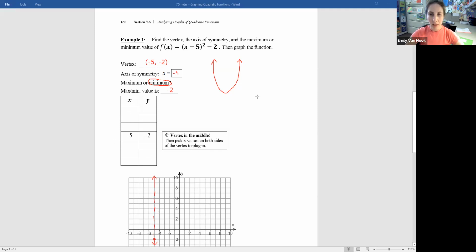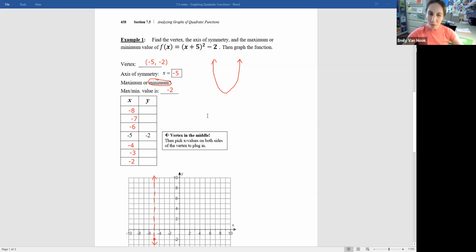Having that axis of symmetry will help with plotting our points. Notice the table here. We can start filling in some other values for x, again, centered around the vertex. So this time, since our vertex is (negative 5, negative 2), let's pick other values near negative 5. So I'm going to do negative 6, negative 7, negative 8. Then we can do negative 4, negative 3, negative 2. You could keep going as many points as you want, but I would say at least 5 is good. This is 7 here. Okay, and now it's a matter of plugging in.